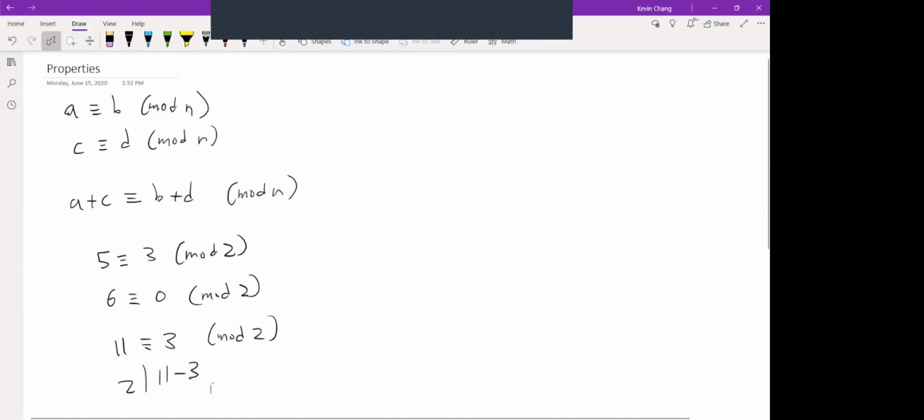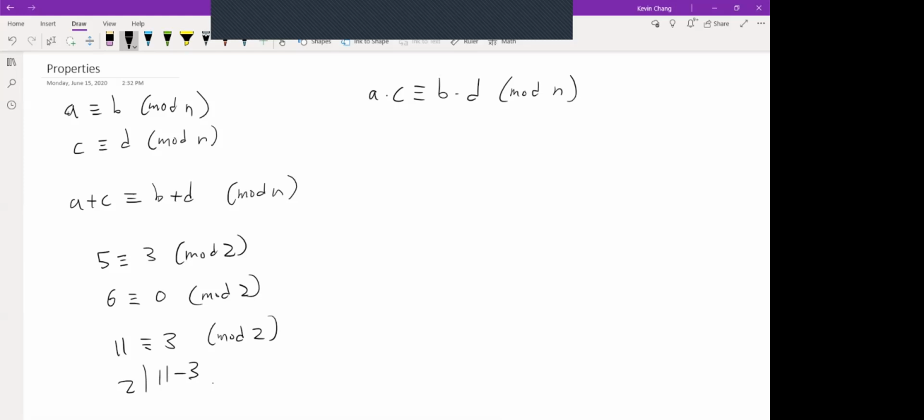But it's not only addition that'll work. We can also see that multiplication will work. So if we have these properties, then A times C is going to be congruent to B times D mod N. And this is actually a very powerful theme, because if we were told to find the remainder of maybe A times C mod N, instead we could find the equivalent remainder of A and the equivalent remainder of C, which would be B and D, and multiply these two to get a very simplified expression.